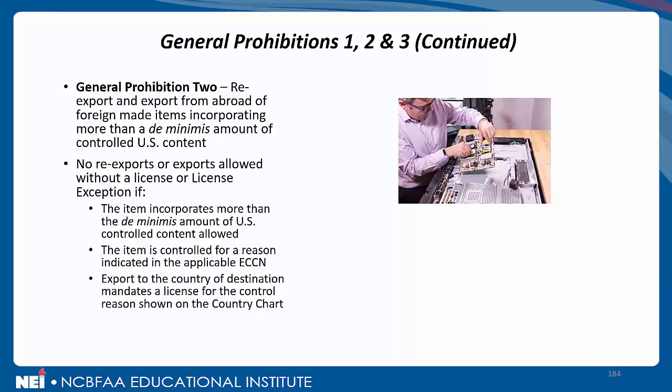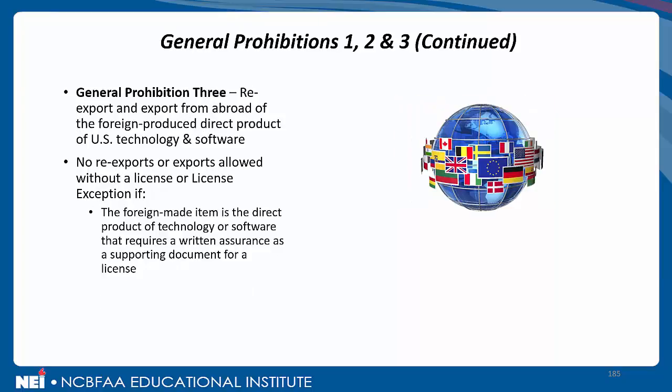General Prohibition 3, re-export and export from abroad of the foreign-produced direct product of U.S. technology and software. So now, we're still talking about re-exports and exports from abroad, but we're dealing with the result of using controlled technology and software, intangibles, as we had discussed during the conversation on deemed exports. So to reiterate, General Prohibition 3 deals with the re-export and export from abroad of the foreign-produced direct product of U.S. technology and software. This foreign-produced product could not have been made without the U.S. technology and software component.